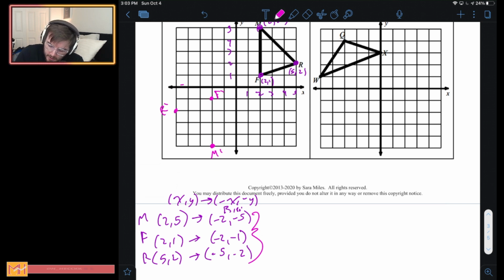Didn't click. Let's try that again. It hates me. Let's try that one more time. Perfect. Okay. So there's that triangle.